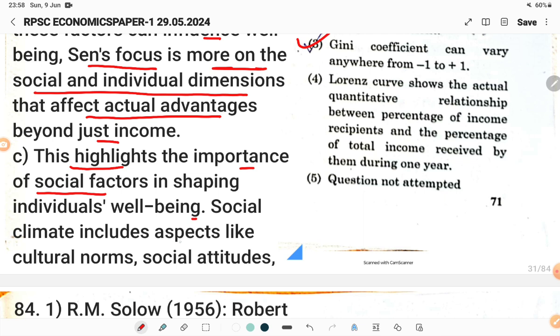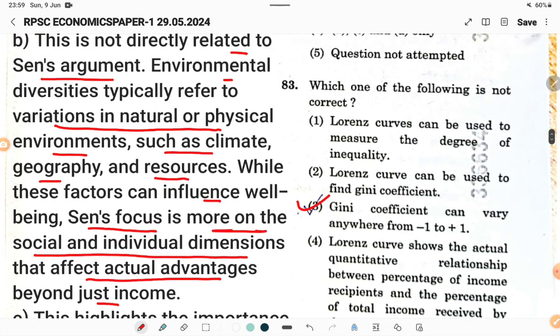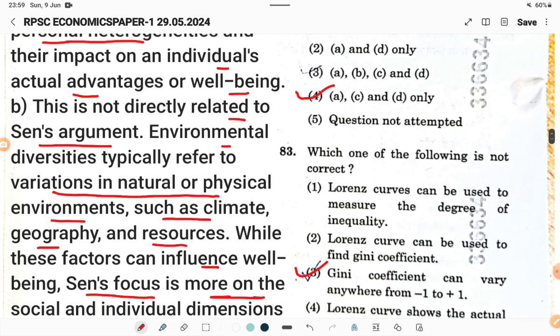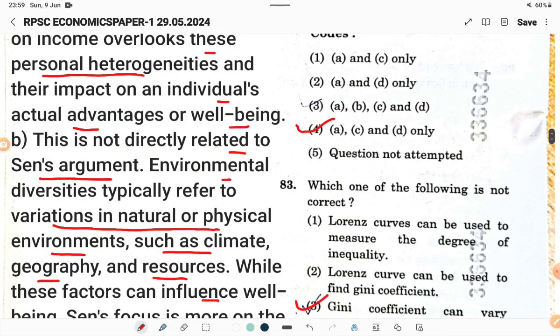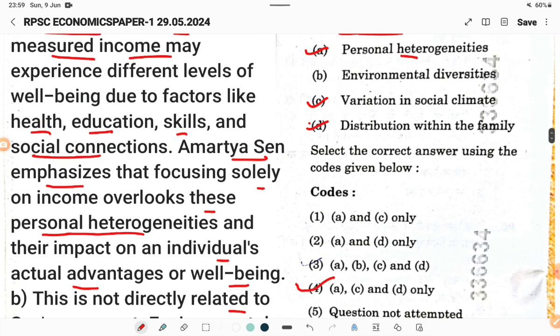Social climate includes aspects like cultural norms, social attitudes, institutions and policies. Sen argues that variations in the social climate can significantly impact the opportunities and freedoms available to individuals regardless of their measured income. And the fourth, distribution within the family.